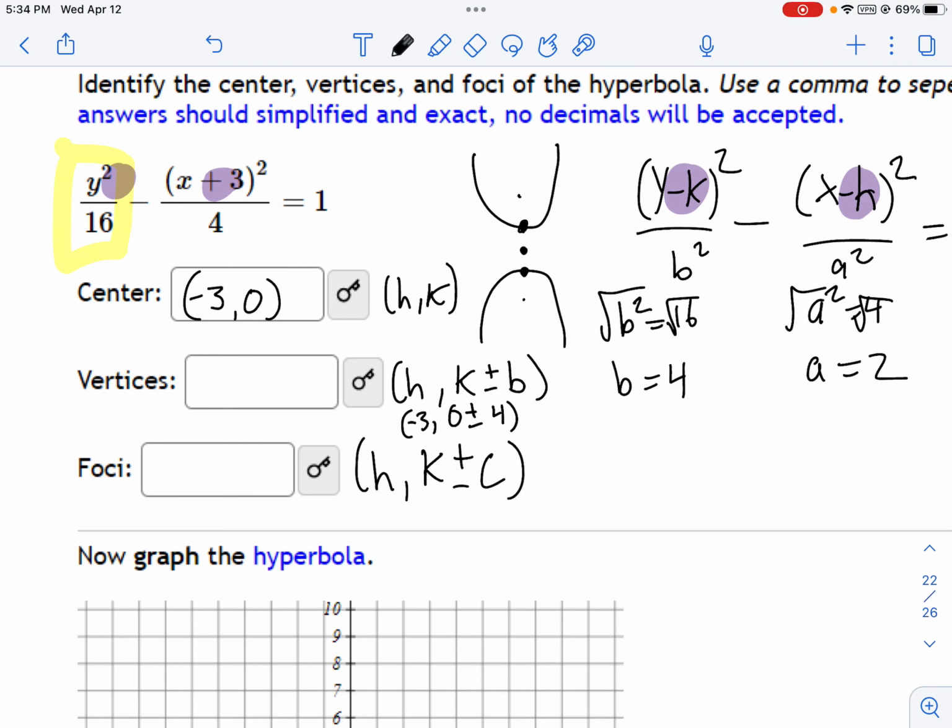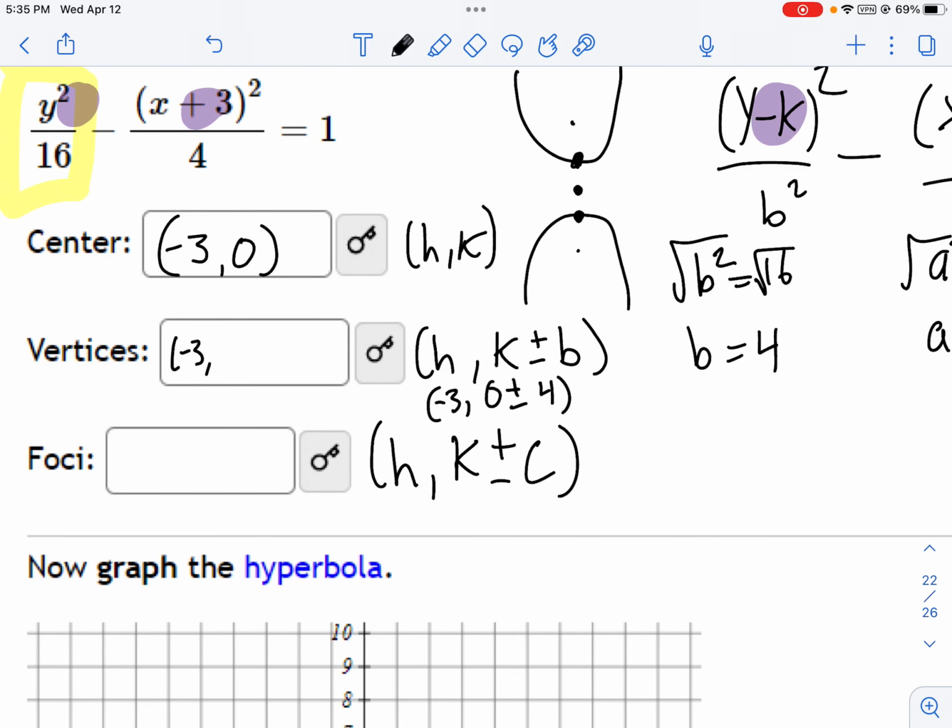Now we just got to simplify it. So we have negative 3 comma 0 plus 4, which is 4, and then negative 3 comma 0 minus 4, so negative 4. There you go, vertices.